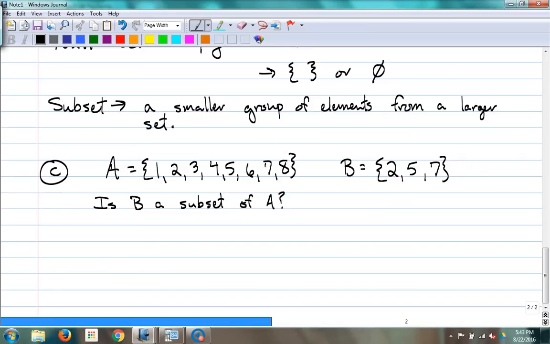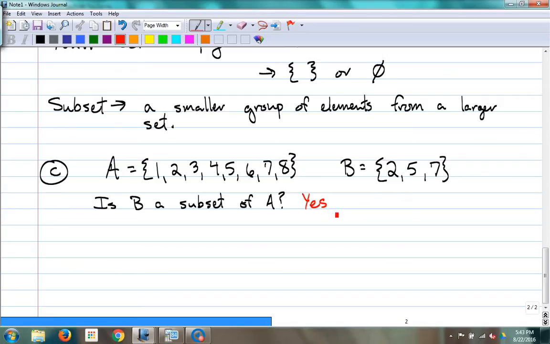Is B a subset of A? So, what are the elements of B? 2, 5, and 7. Are 2, 5, and 7 in A? Yes. So, is B a subset of A? It's a smaller group where all of the pieces are inside of a larger group. So, yes, B is a subset of A.